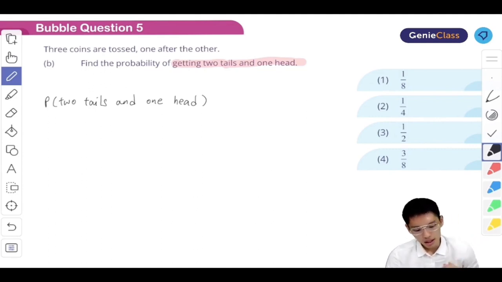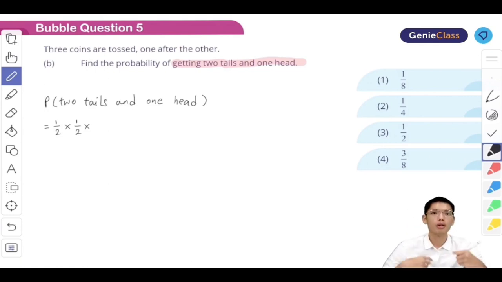So, of course, when we talk about probabilities of 2 tails and 1 head, we all have this in mind: half, half, and half, because each of them is half. Probability of getting a tail is half, probability of getting a head is half. But let's think about it. How many ways do I get 2 tails and 1 head in such a situation?